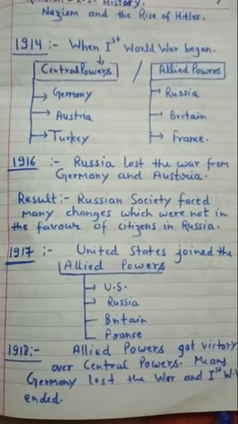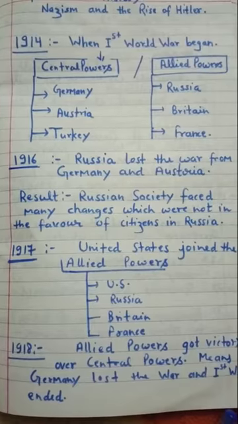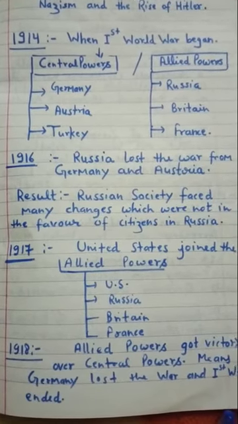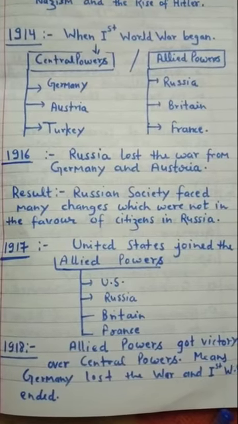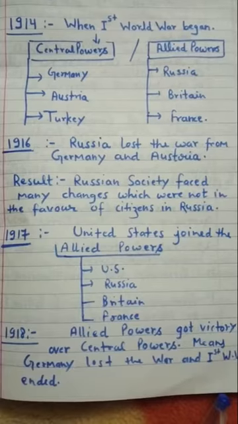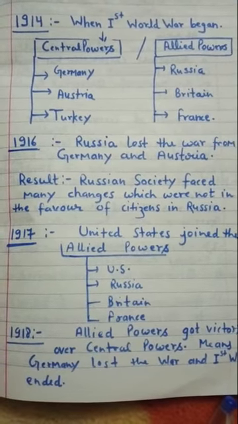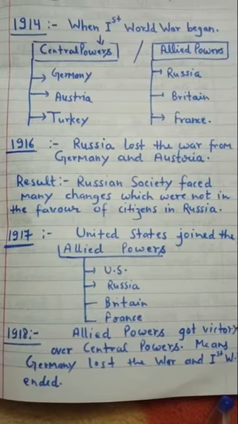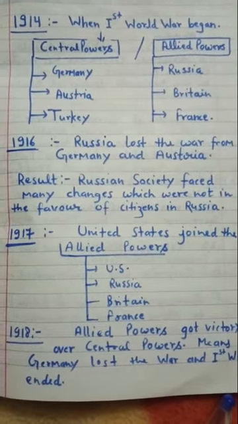Now, after the First World War began, in 1916 Russia lost the war against Germany and Austria. As a result of this war, Russian society faced so many challenges which were not in the favor of the citizens of Russia. So Russia became economically very poor and weak after the First World War.